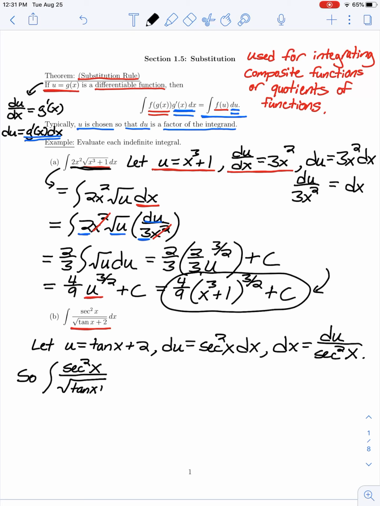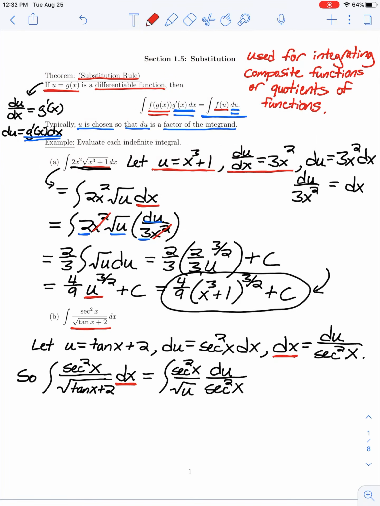Okay. So now, looking back at our original integral, which was secant squared x over the square root of tangent x plus 2 dx, we want to rewrite this in terms of u. So let's take a look at it. Our denominator was the square root of tangent x plus 2. Well, that's what we called u. So we now have our denominator as the square root of u. And then we had a numerator of secant squared x. And then the differential of x, dx, we solved for as du divided by secant squared x.